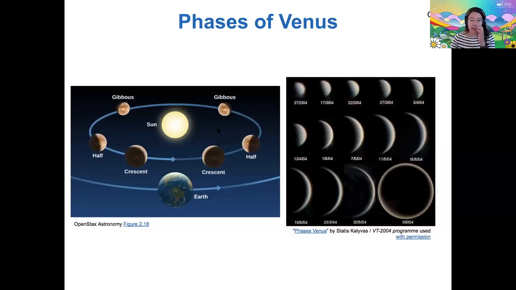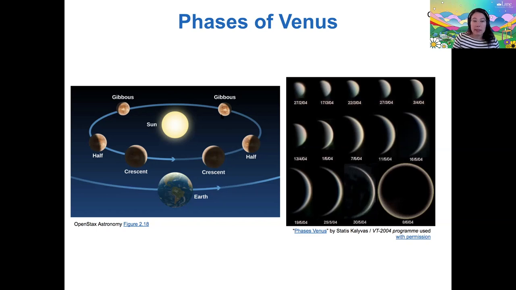So I mentioned the phases of Venus. If Venus were in orbit around the sun and the Earth were also in orbit around the sun, then you should be able to see all of the phases of Venus except for the full phase. You would never see a full Venus because it would be on the other side of the sun, right? It would be blocked by the sun. But if Venus were orbiting around Earth and the sun were also orbiting around Earth, you would only ever see the crescent phases because Venus would always have to be between the Earth and the sun in that model.